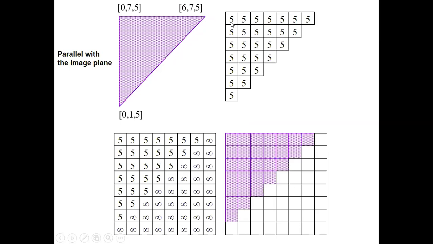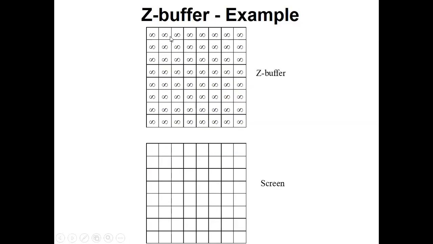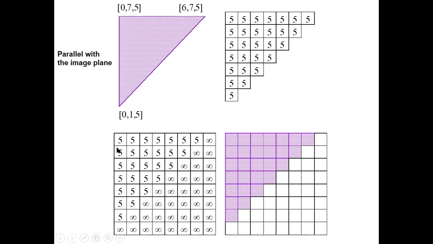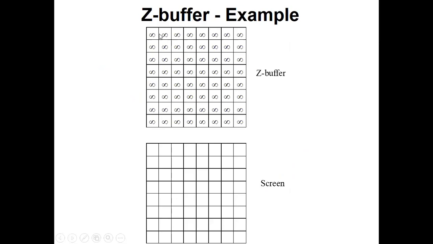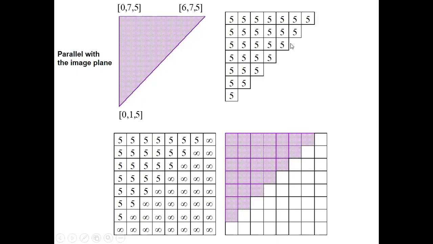So compare this 5 with the original infinity. 5 is less than infinity, so you replace this infinity with 5. So your depth buffer will now become 5, which was infinity here. This 5 is compared with infinity. 5 is less than infinity, so write 5 here. Next pixel, that is x plus 1. The next pixel was infinity. Now that infinity will be compared with 5. So 5 is less than infinity, so replace that infinity with 5.